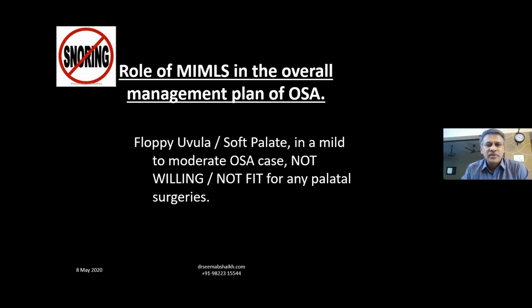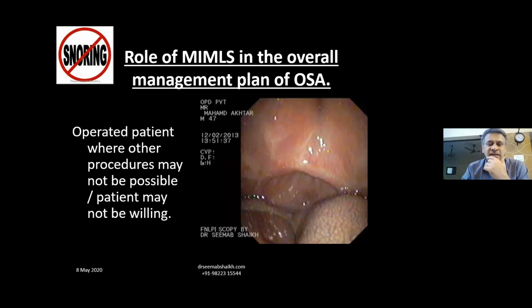Similarly, when you have a floppy uvula or a very soft palate in a mild to moderate OSA case, again, who is not willing for any kind of other procedure where you think, okay, I know I can do a fantastic barb, which like Philip is going to show, or I'm going to do some kind of expansion. I'm very confident that I can do that and the patient will get better results and I've assessed properly, but you may not be able to do it for whatever reasons of patient unwillingness or maybe not fit for surgery in that kind of way. So this is where the role of MIMLS will definitely come in.